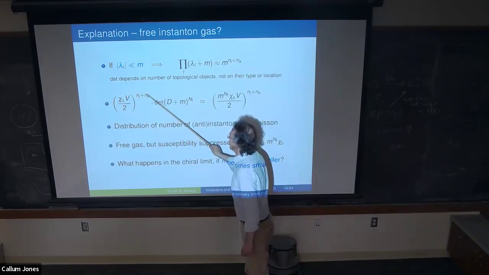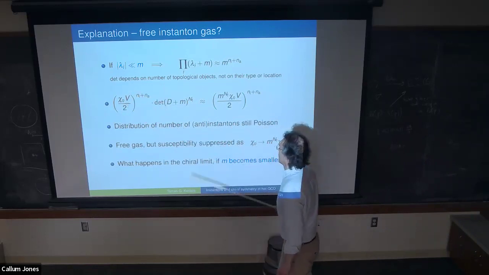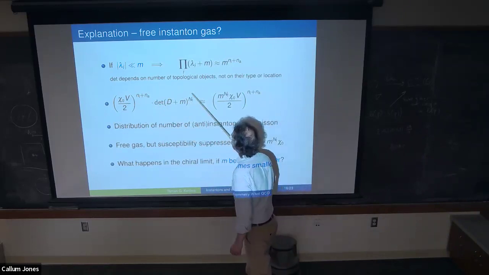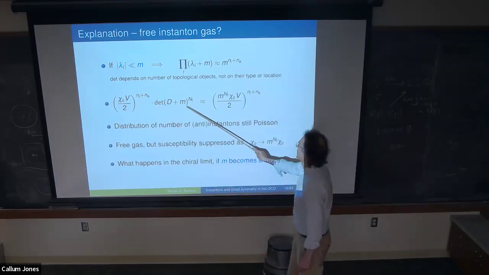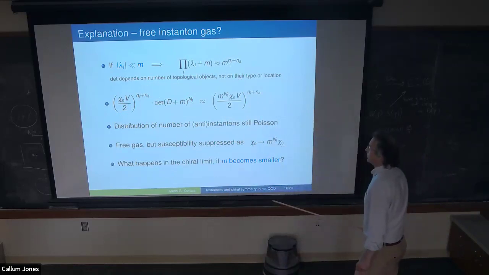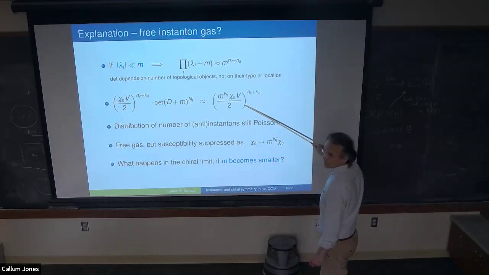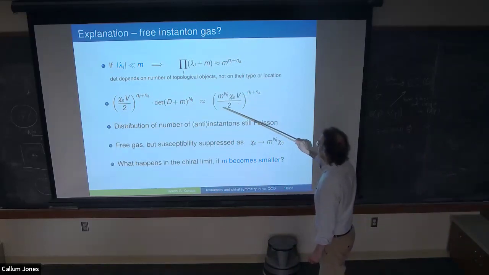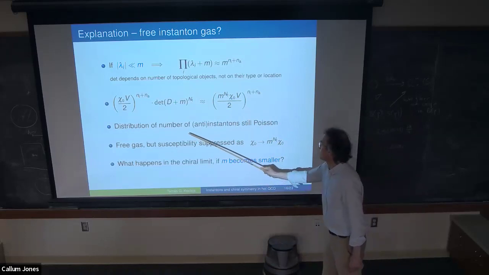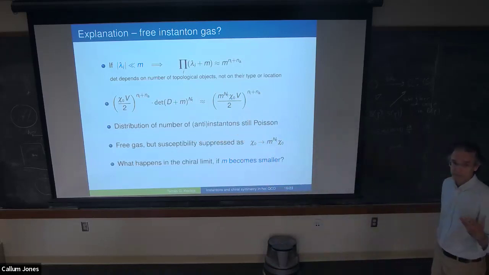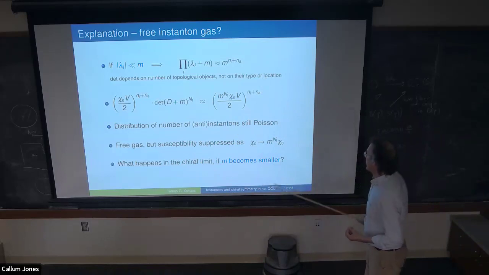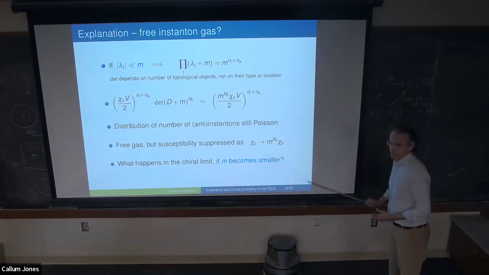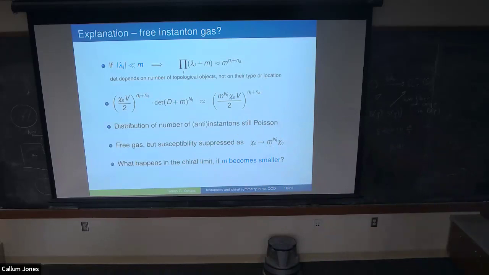This is what comes from the Poisson distribution, so this factor times the determinant. This is basically what the probability of the instanton number and anti-instanton number will be proportional to. And if I approximate the determinant with this, then something very nice happens. You can put this factor in here, and it will still be a Poisson distribution with this new density, m to the power n_f. So the distribution of the number of instantons and anti-instantons is still Poisson, even though there is a determinant. So there is still a free instanton gas, but the susceptibility is suppressed by this factor, so it's proportional to m to the power n_f.